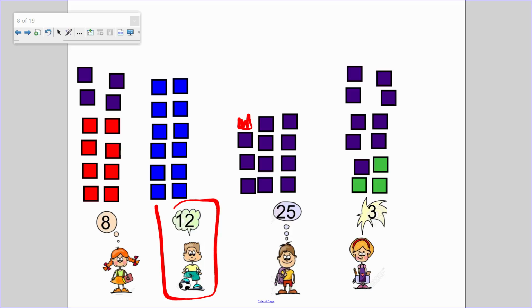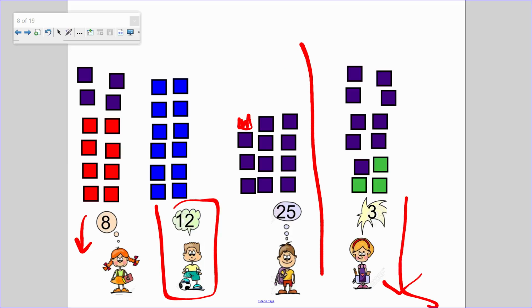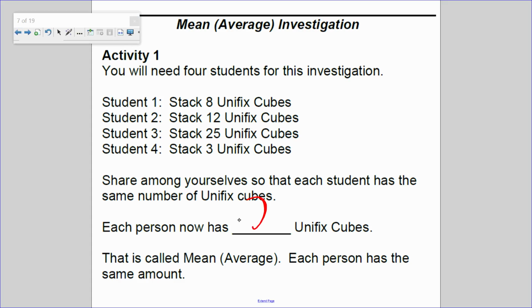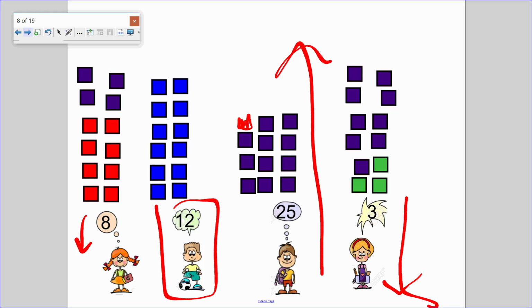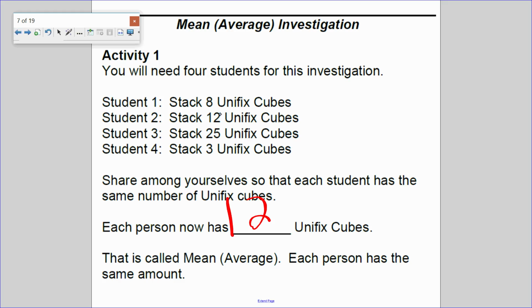He's average. She's below average. Way below average. Way above average. So each person now has 12 Unifix cubes. Could I have done this faster? Any suggestions? What about adding all of these cubes and dividing them equally among them all? If you add 8, 12, 25, and 3, it adds up to 48. And you divide it equally among 4 people, that's how I would have done it, 12 per person.